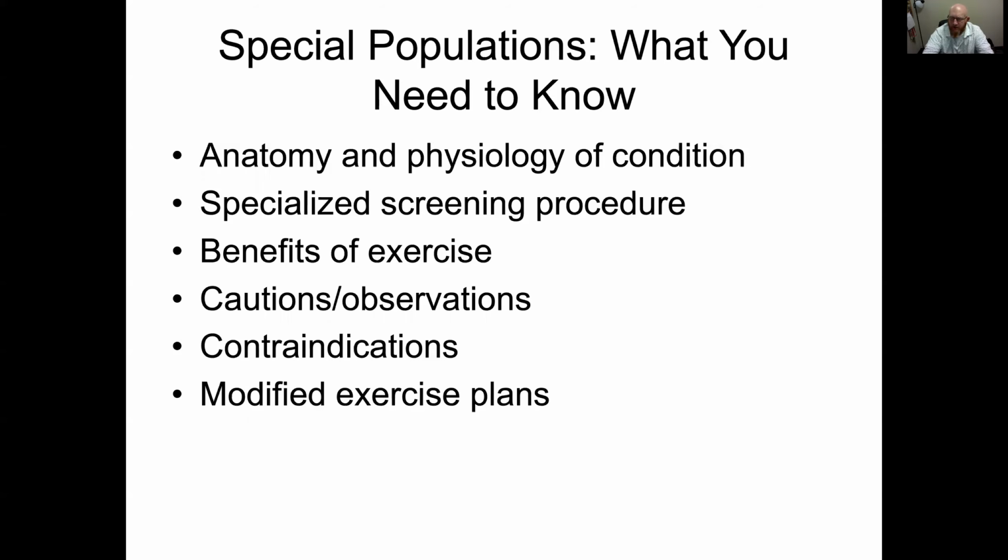What observations do we need to make, either prior to exercise, during exercise, after exercise? What are contraindications? A contraindication is just something that indicates against. It says, don't do this. If someone comes in and their blood pressure is 230 over 130, that's probably a contraindication to just throwing them on a treadmill and going. So we'll talk about contraindications. And we'll also talk about modified exercise plans.